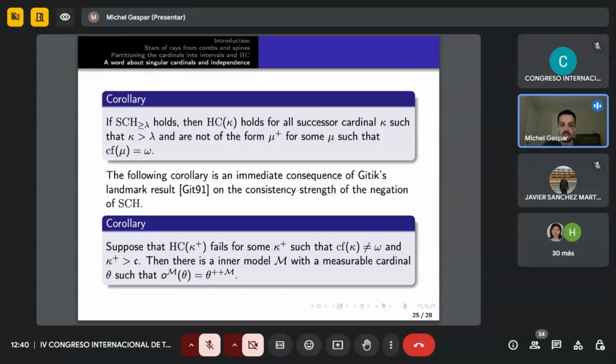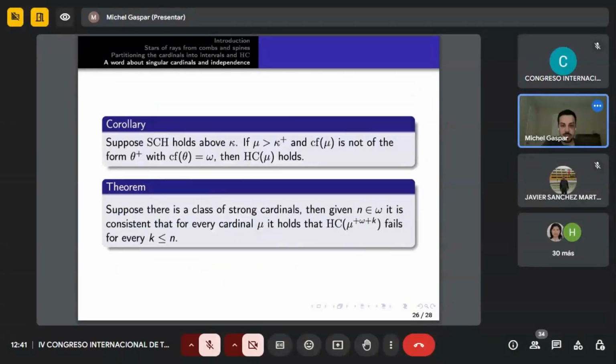And if this happens, I'm sorry, then we can find a model with a measurable cardinal, theta. And basically this has order type theta plus plus. So basically, this is saying that certain failures of Hajnal's conjecture imply the existence of measurable cardinals already, right? So that's all, again, I think. Okay, some more corollaries, but I think that's it.